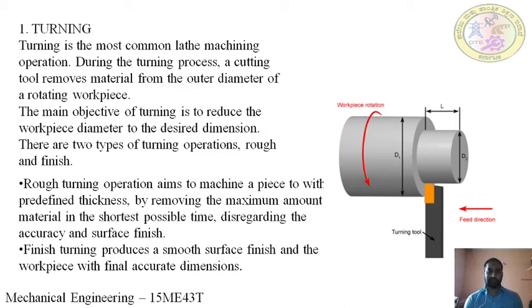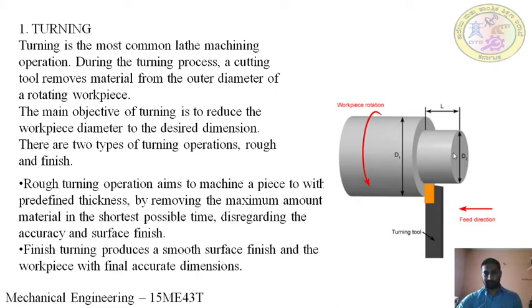As I discussed earlier, the lathe is mainly intended for machining cylindrical surface. All the operations performed by the lathe machine are related to cylindrical surface. So turning is one of the most common lathe machining operations. During the turning process, the cutting tool removes the metal from the outer diameter of the rotating workpiece.